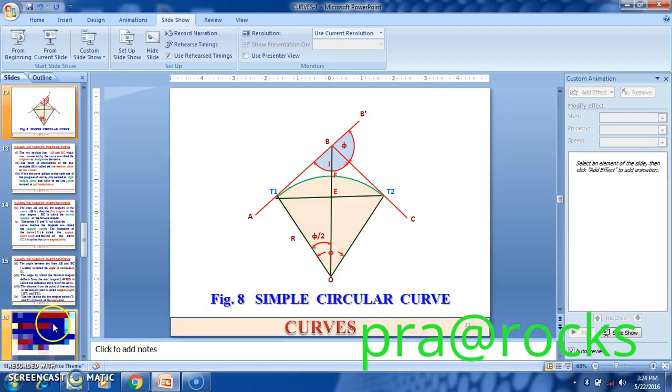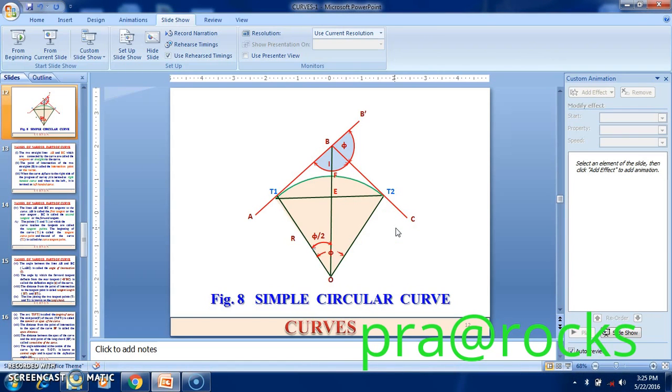Okay. While explaining the simple circular curve, in this figure you can see the straight lines AB as well as BC. This AB is the first tangent, or it can also be termed the rear tangent, and the second tangent BC may be termed the forward tangent. And then the point of intersection of these two tangents, which we can also term the straights of the curve.